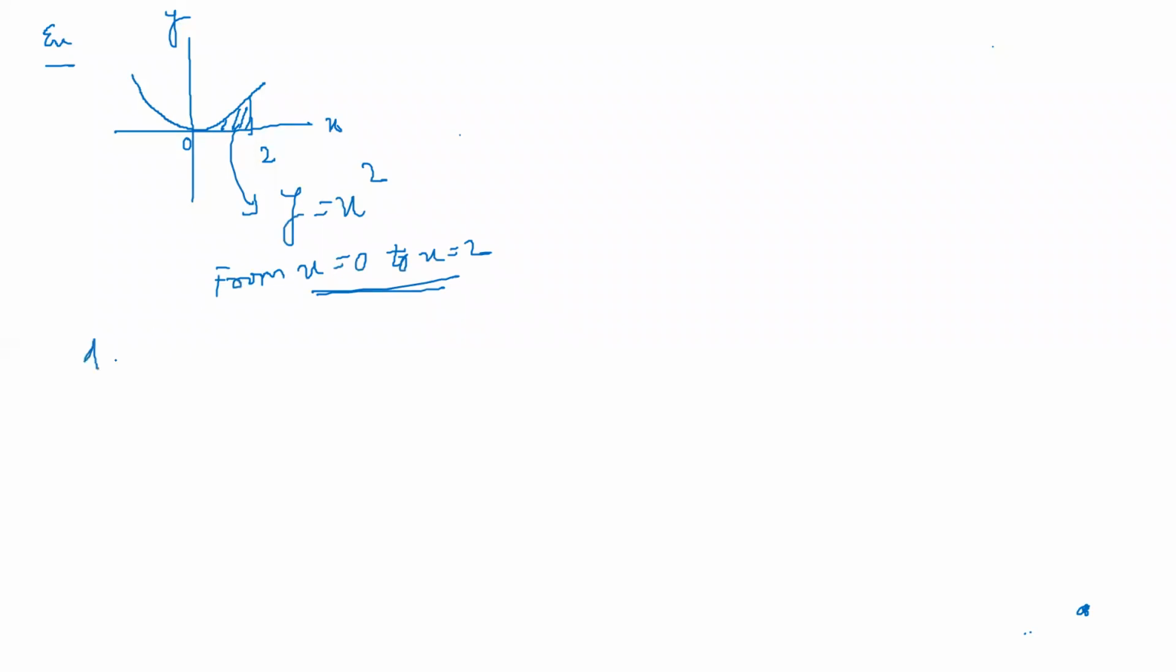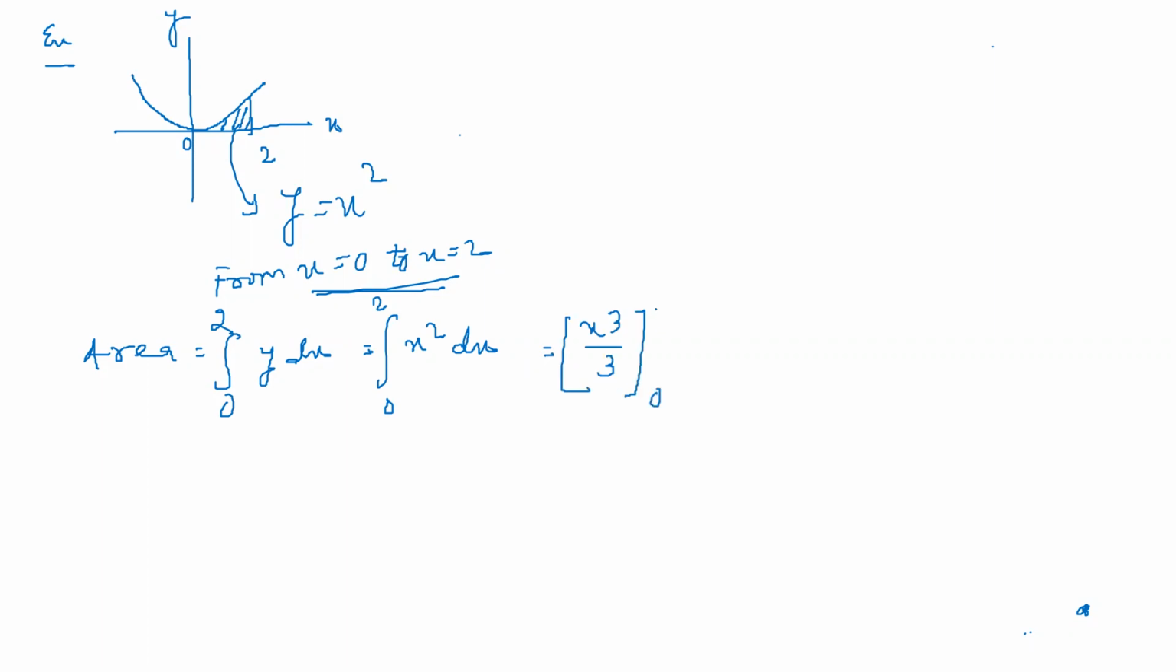Yes or no? Area is equal to integration of f of x dx. f of x means y dx, as we found just now. And what is the limit of integration? 0 to 2. And how does y vary, students? x square dx, no? x square dx. Very simple. So 0 to 2. And what is the integration of x square? x cube by 3. Correct? x cube by 3. Yes or no? So that is 0 to 2.